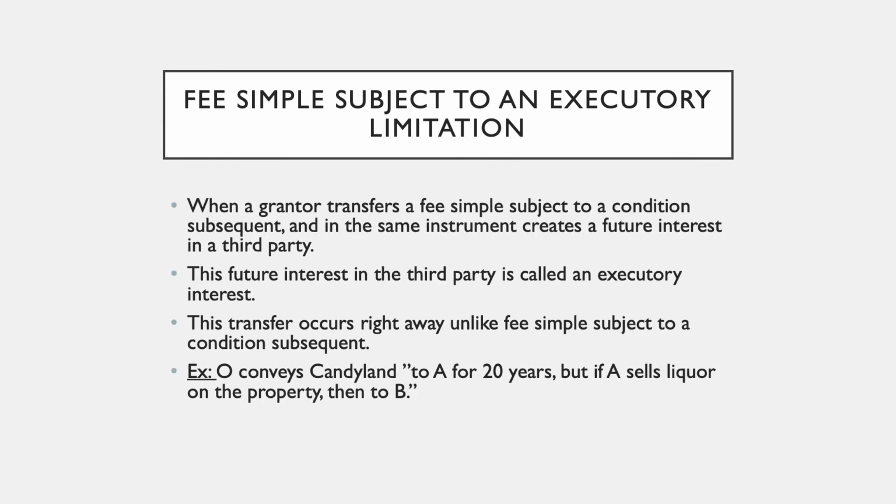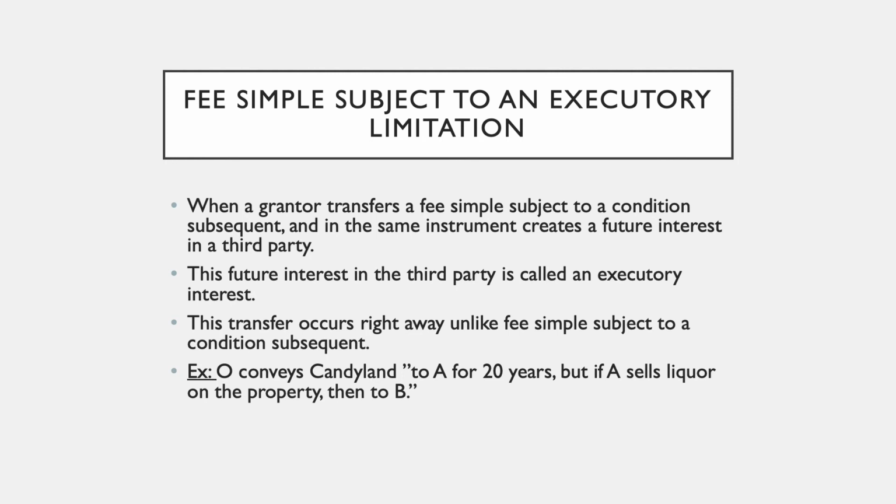Fee simple subject to an executory limitation really comes down to the fact that, hey, the grantor transferred a fee simple absolute to A, the transferee, and at the same time created a third party interest to another person involved in that instrument. Okay, so we have O conveying the property to A and giving a future interest to B, a third person in the same instrument. And that future interest is called an executory interest.